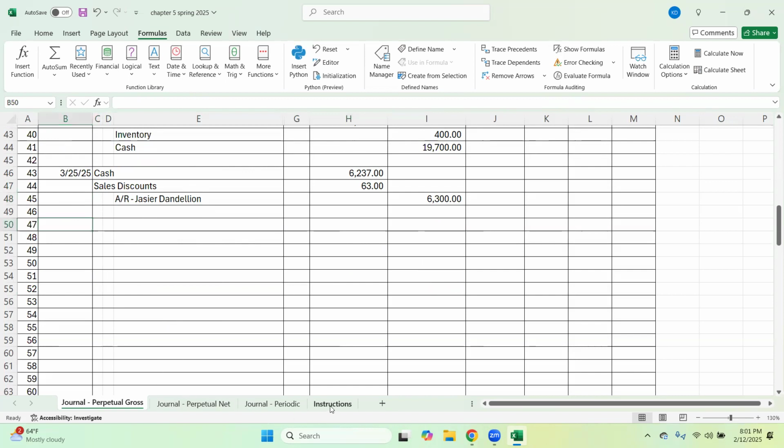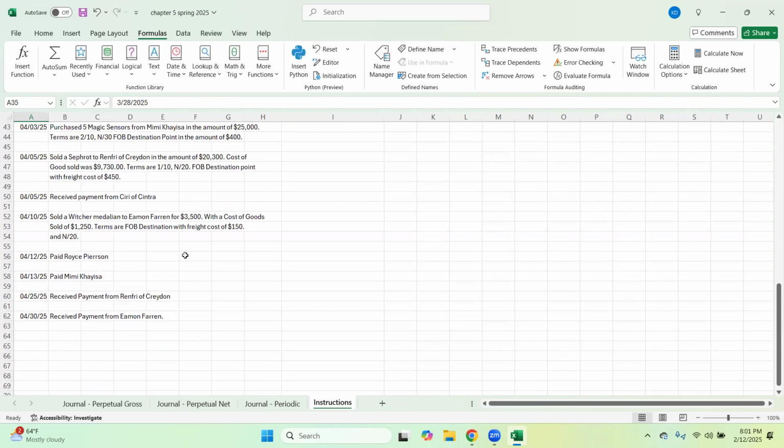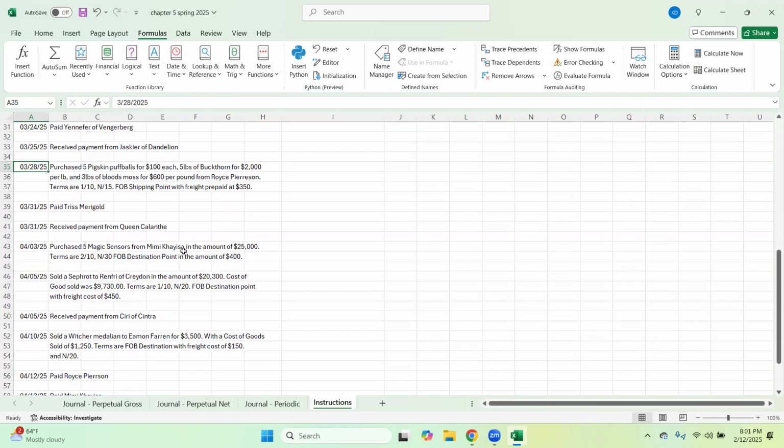Okay, next one, I did the 325, let's do 328. I go down, I have 2 months worth of data. This is why I'm going to be doing this in 3 videos. We purchased 5 pigskin pup balls for $100 each, 5 pounds of buckhorn for $2,000 per pound, 3 pounds of blood moss for $600 per pound.